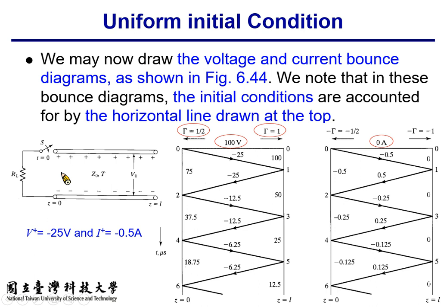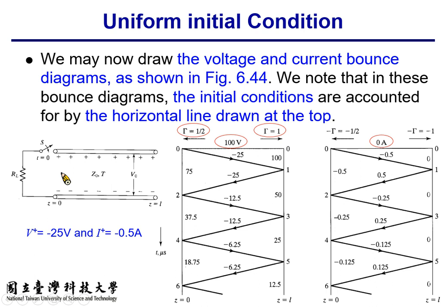Okay, so the first thing, draw a horizontal line marked with the reflection coefficient on the left and the right hand side. Originally you have a 100 volt voltage signal on your voltage bouncing diagram. The initial V plus signal is -25, so you will observe the -25 signal get reflected as another -25 signal, but it propagates in the reverse direction.